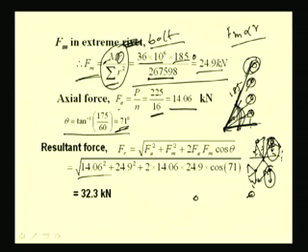That can be found from this equation, that is Fa square plus Fm square plus 2 Fa Fm cos theta, which is equal to 32.3 kilonewton. So, the resultant force we get. Now, what will we do? Now, the new things for the bolt will come.